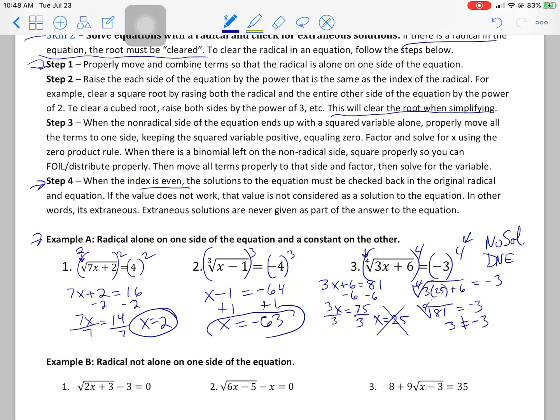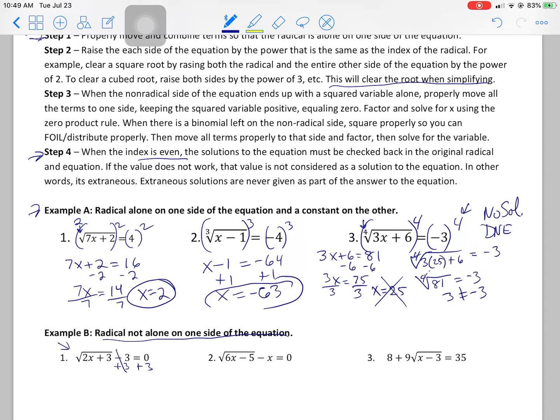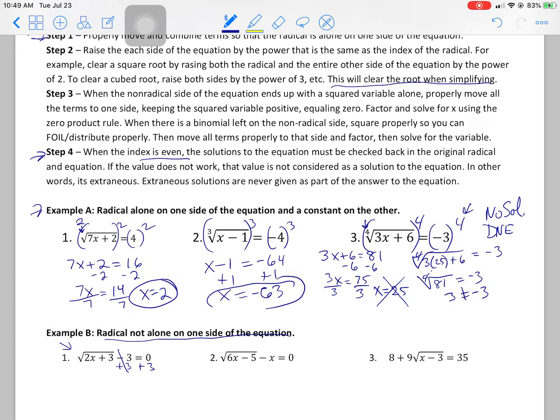Step 1, properly move and combine terms so the radical is alone on one side. So if you get an equation that looks like the next one here, the radical is not alone on one side. So we need to move it, okay? Properly move it to the other side. Since it's a negative 3, I'm going to add a positive 3, which makes it go away on this side. And 2x plus 3 radical equals 3. And then that ends up where the first one started.